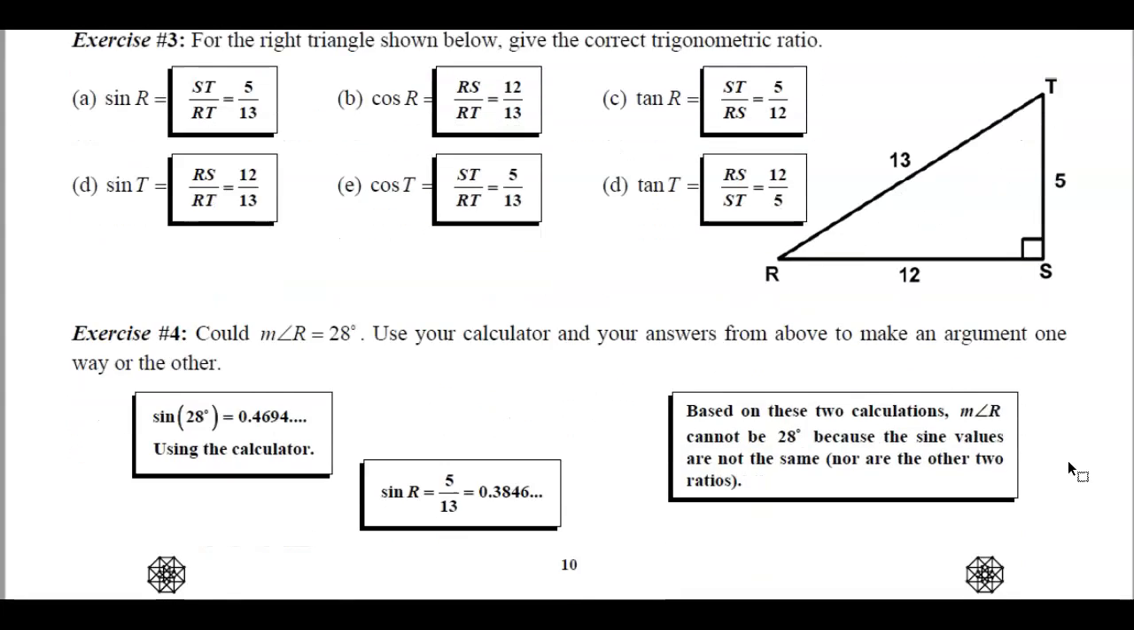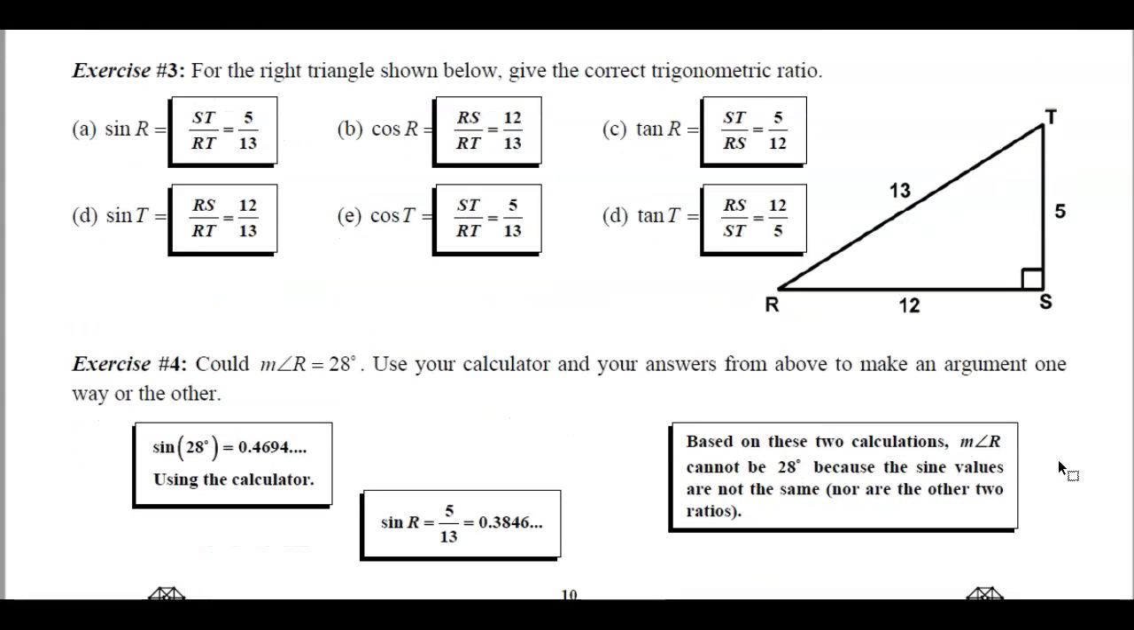All right, let's wrap this up. So could measure of angle R equal 28? Use your calculator and your answers from above to make an argument one way or the other. All right, well, let's just say angle R is 28. If I were to use that sine ratio, then I would expect that sine of 28 would give me the same decimal as dividing 5 by 13, right? Because opposite over hypotenuse. Well, if I type sine 28, I get about 0.47. If I type 5/13, I get about 0.384.